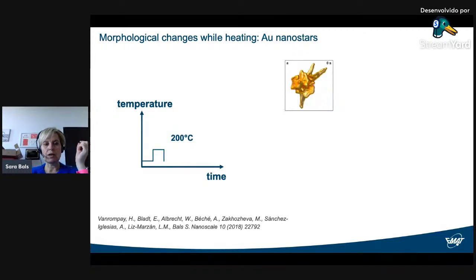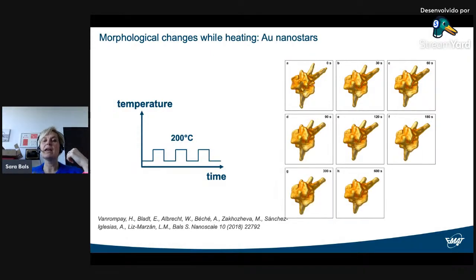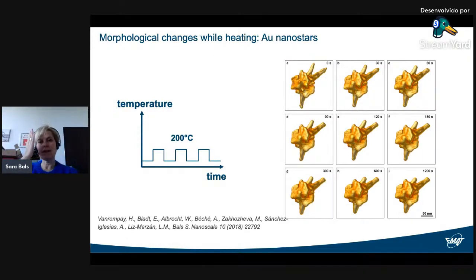We're going to heat it to 200 degrees Celsius. We keep it there for 30 seconds. We quench the system in the microscope and we acquire another fast tomogram. And because these tilt series for tomography can now be acquired in a few minutes, we can continuously repeat this process and we can very accurately see what is happening as a function of heating time.